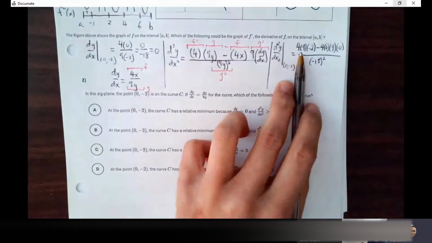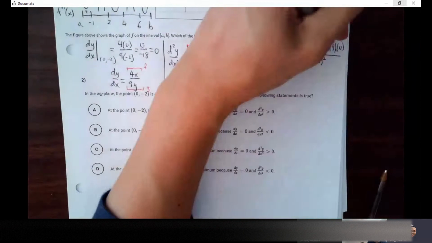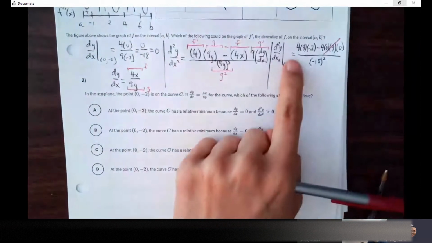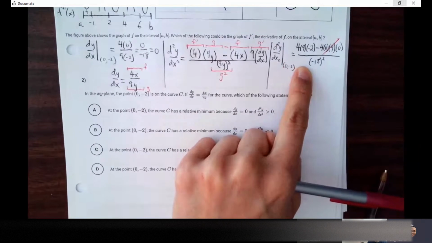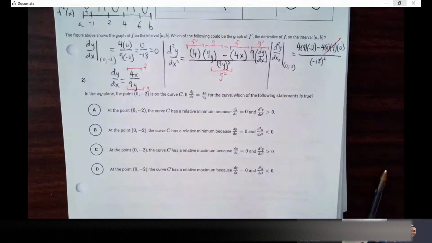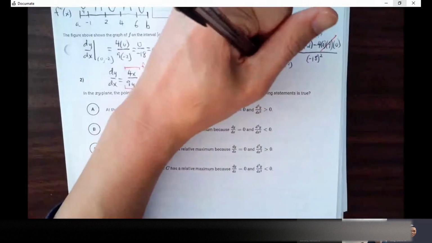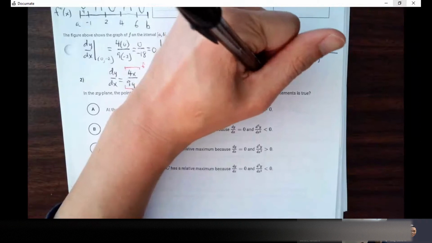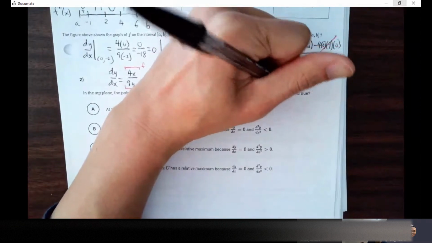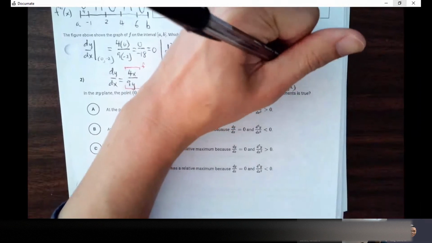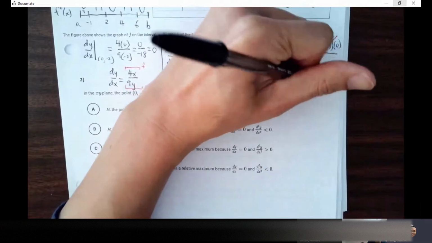So I'm left with 4 times, I know that this second portion just goes away. That's just -72, right? Divided by 18 squared. And that's just going to reduce down to -2 over 9. So I know that my second derivative at 0, -2 is equal to -2/9, which is less than 0.